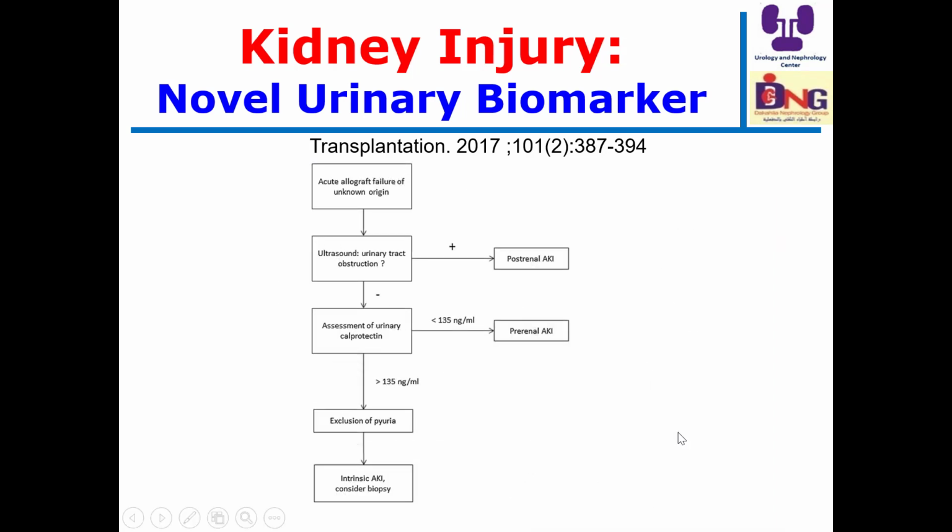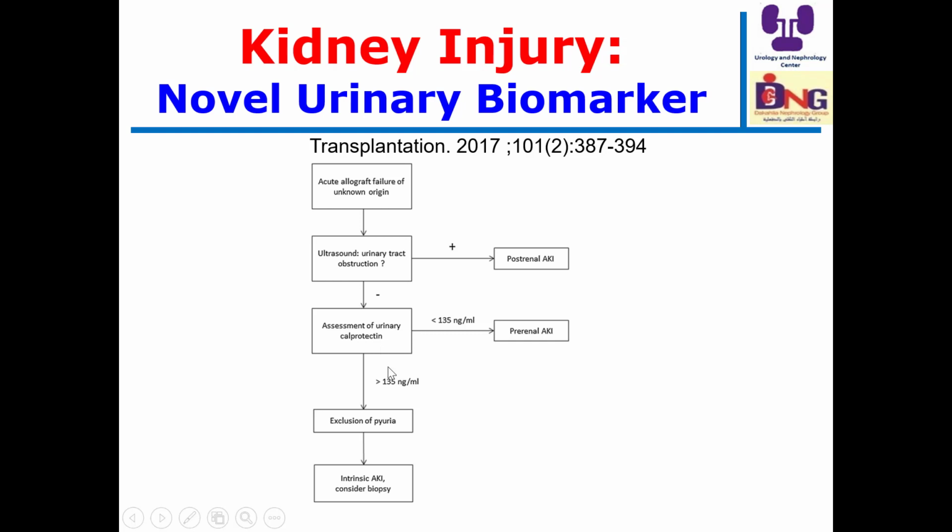So this is why in this smart flow for the diagnosis of acute allograft dysfunction, you should start with ultrasound to exclude post-renal acute kidney injury. If there is no hydronephrosis, then assess urinary calprotectin. If it is low, this means you are dealing with a case of pre-renal injury.